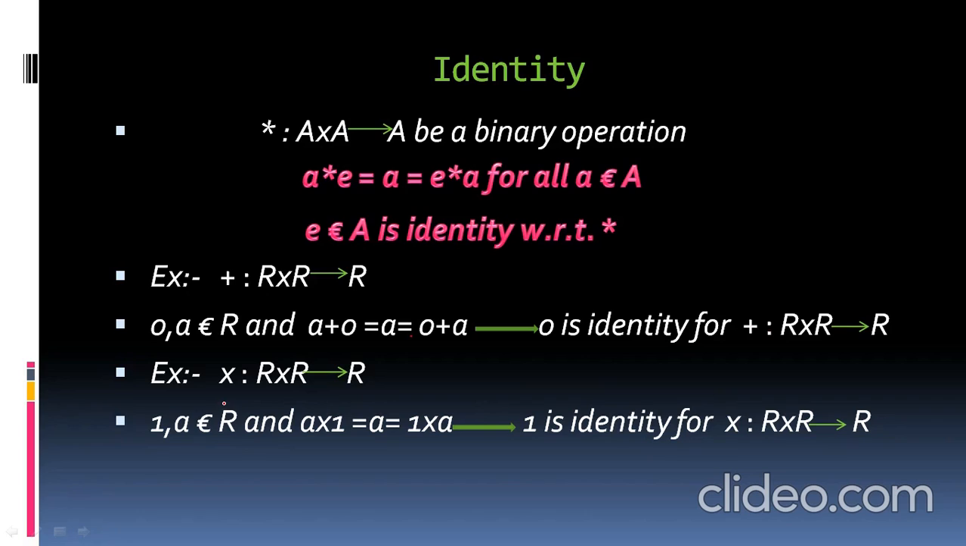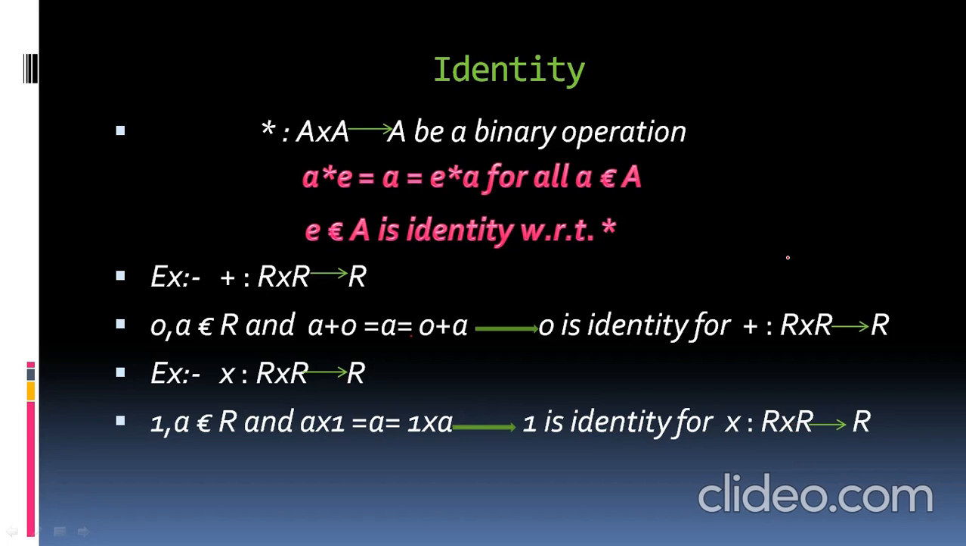Again consider the operation multiplication on set of real numbers. Here we can see 1 is a real number, and consider any other element A which belongs to real number. If we multiply A and 1, what we get is A. And if we change the order, that is if we multiply 1 and A, again we get A. So here we can say 1 is identity for the binary operation multiplication on the set of real numbers.